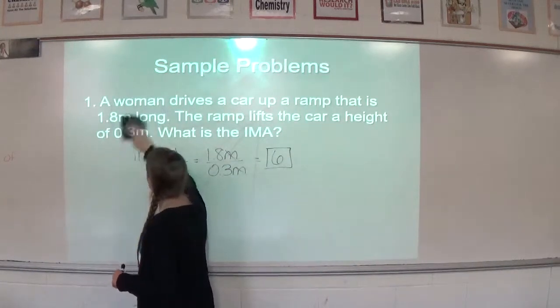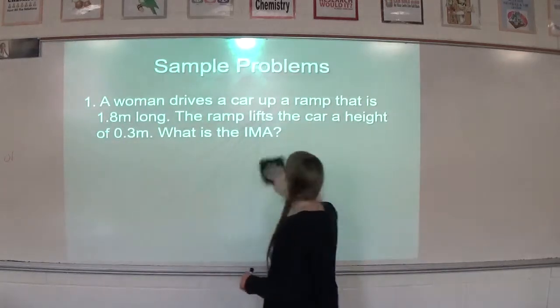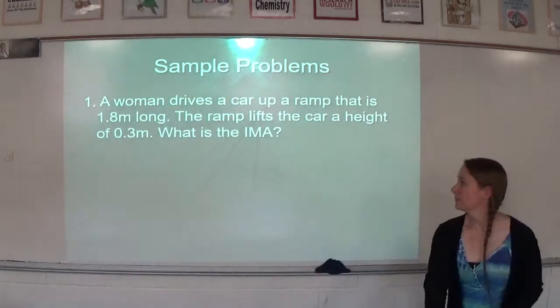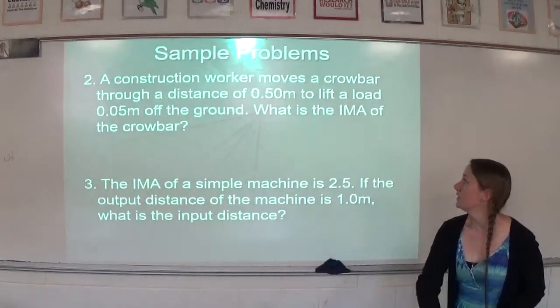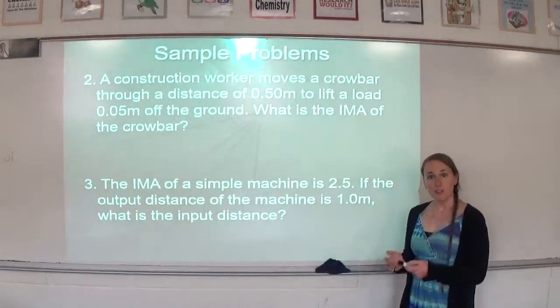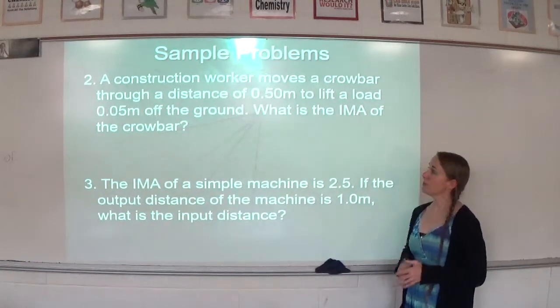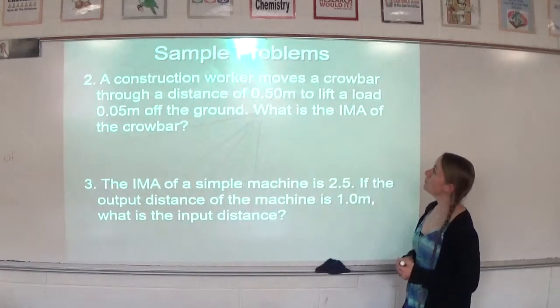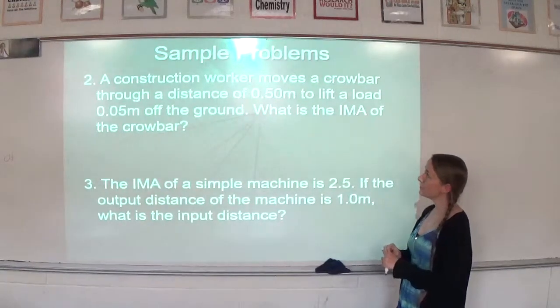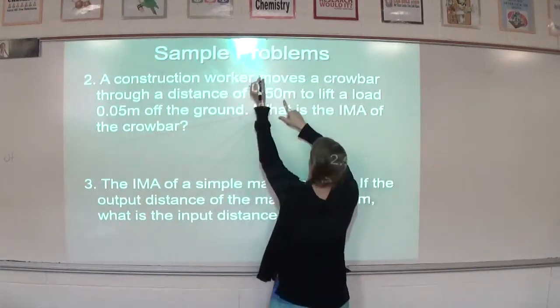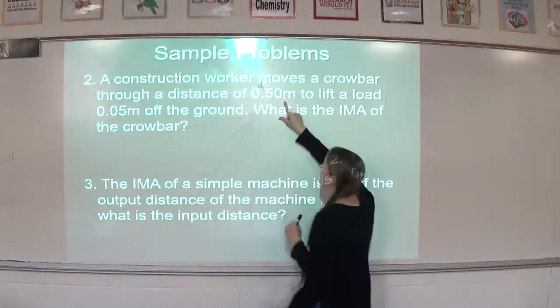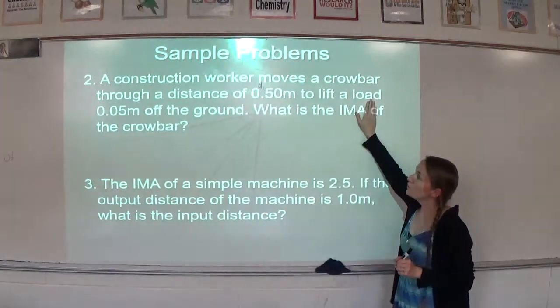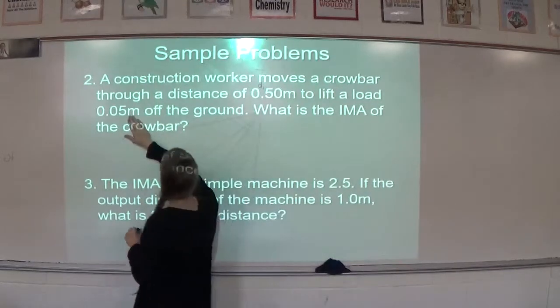Let's look at a couple more. As always, pause the video, try these on your own, and then check your answer with me. It says a construction worker moves a crowbar through a distance of 0.5 meters. So this is what the construction worker did. So this is my input distance, to lift a load 0.05 meters off of the ground.